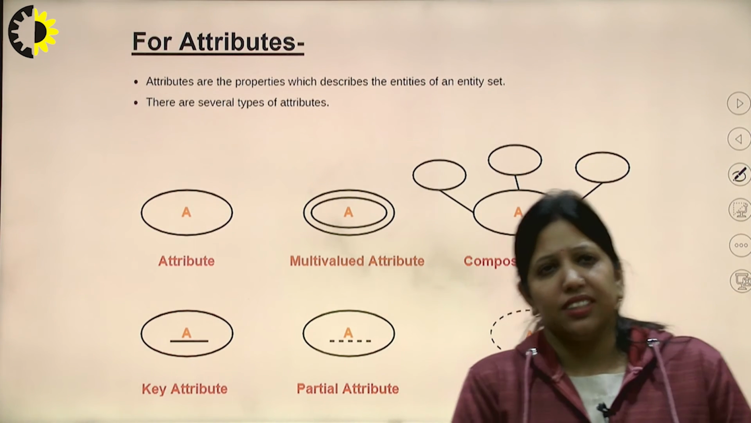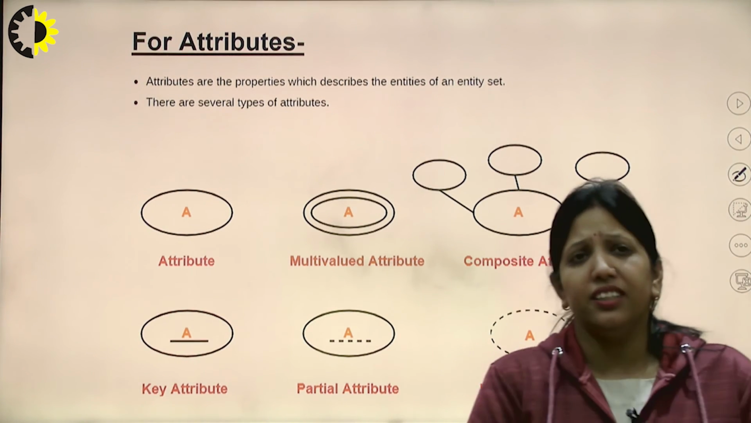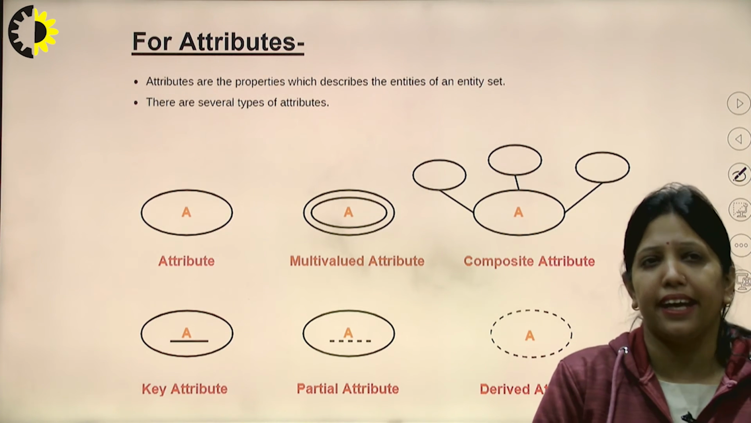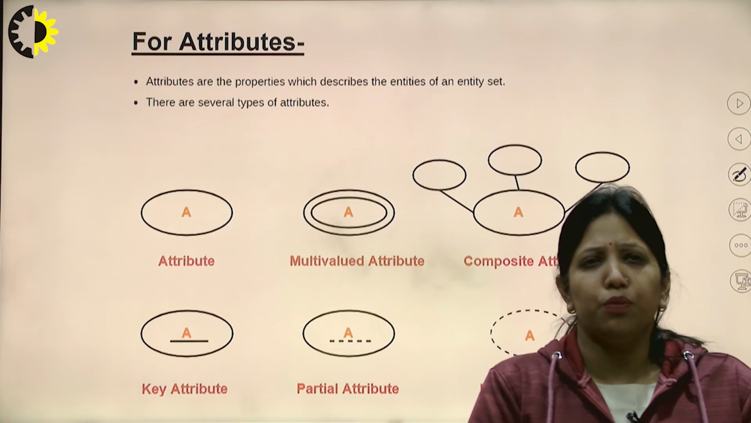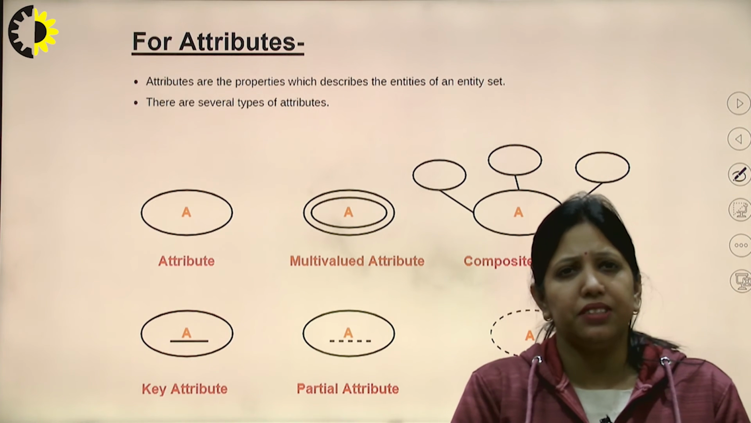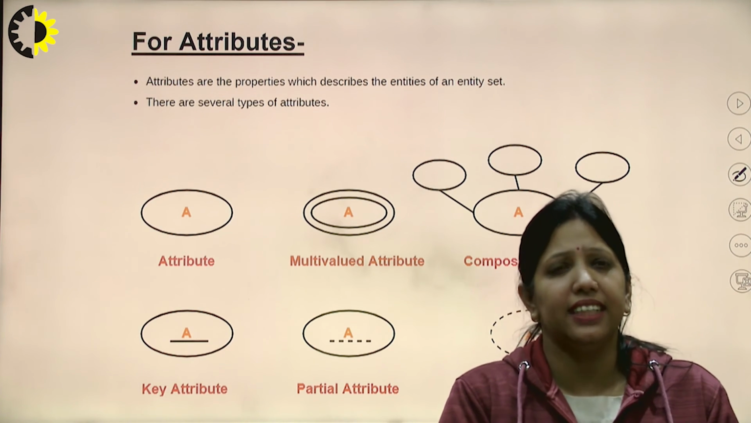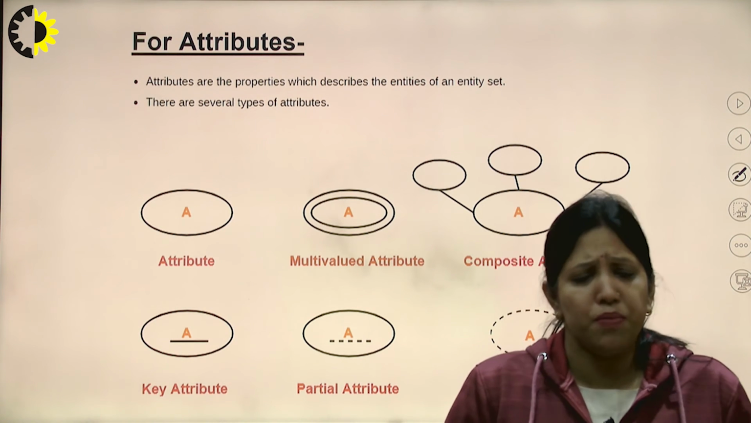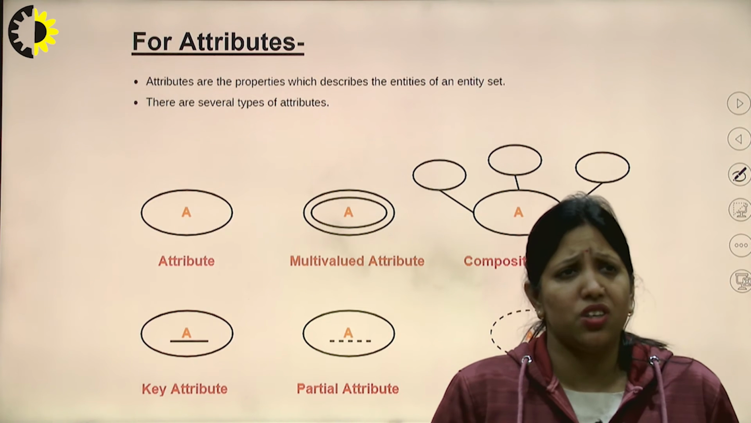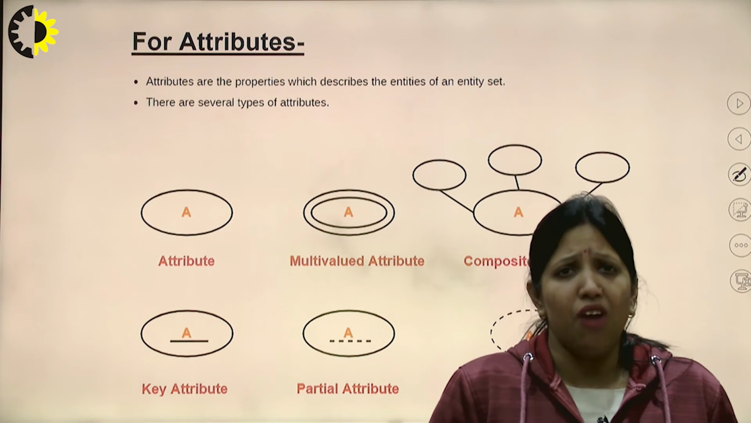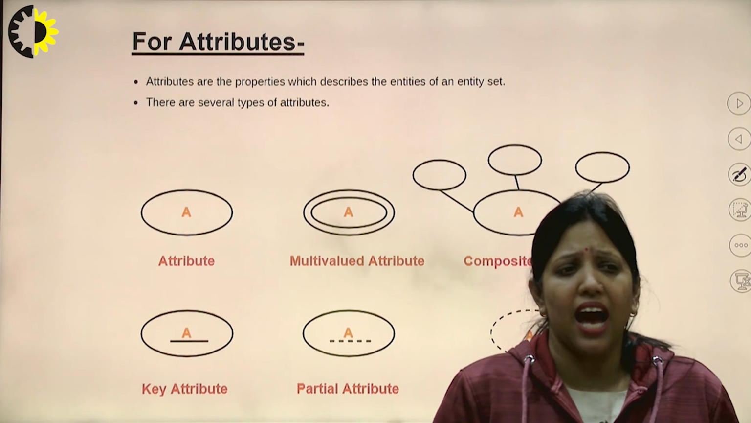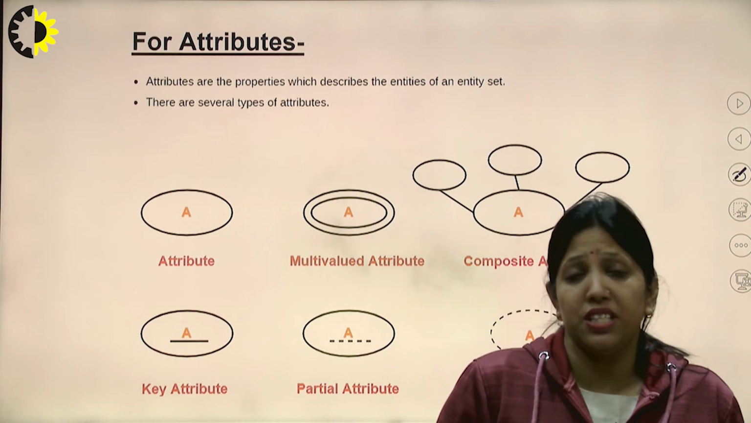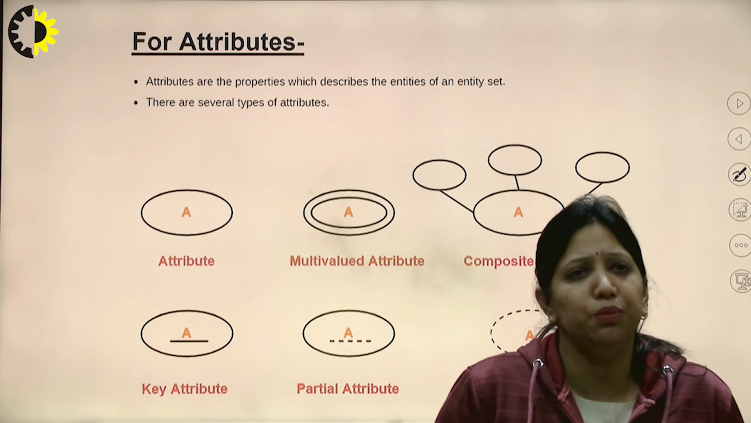Now we discuss the different types of attributes. We already discussed the notation that we use for defining the attributes in the ER diagram. The attributes are the properties which describe the entities of an entity set. We can say that an entity becomes an entity on the basis of its properties only, on the basis of its attributes only. Without an attribute, without a property, the entity doesn't matter. We can make that entity only on the basis of their attributes.